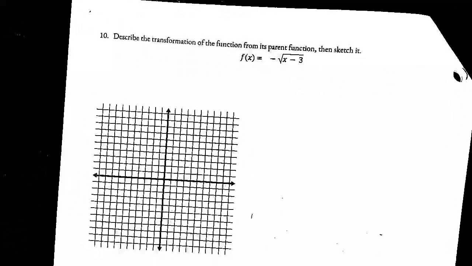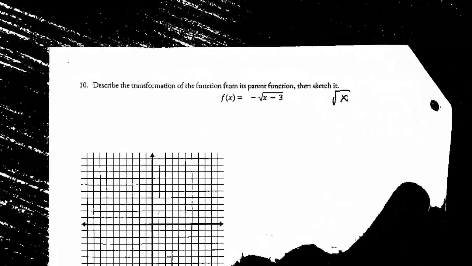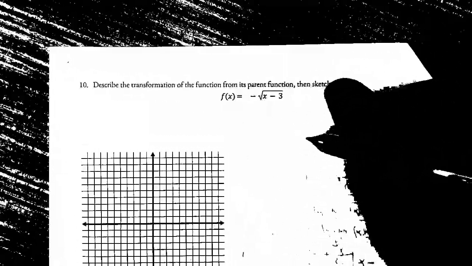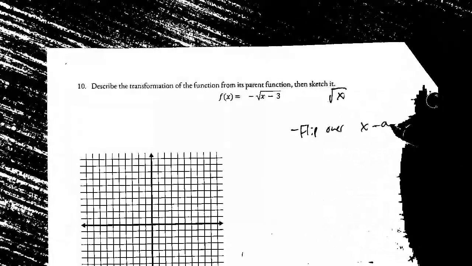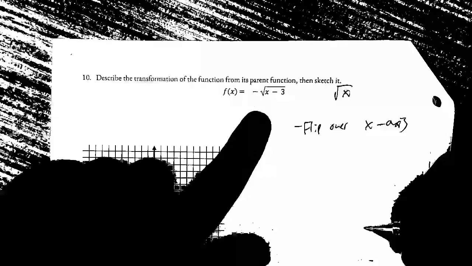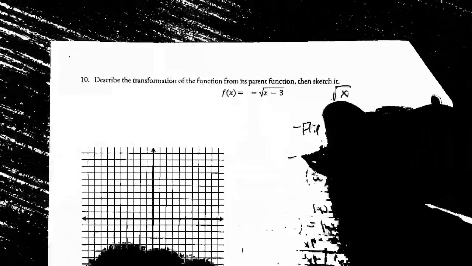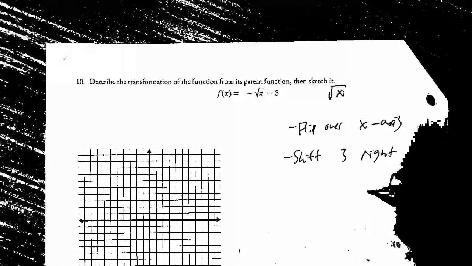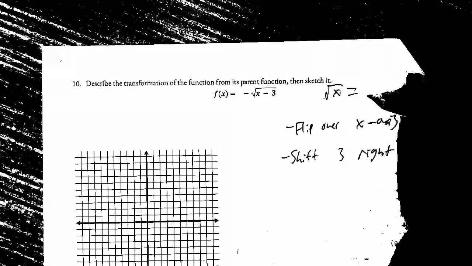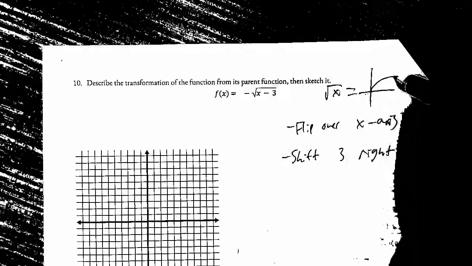Nearly there. 2 more pages. 10. Describe the transformation from the parent function and then sketch it. So this one I kept from the previous practice test. If you think about the parent function here is root x. So what happened here? We put a negative out front. So this is going to flip over the x axis. That's that negative out front. And this minus 3 inside is going to shift 3 right. Okay. Now, hopefully you're familiar with the fact that what this looks like, it looks like this, roughly.